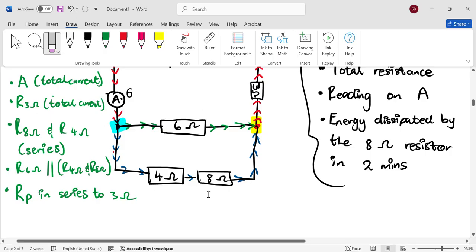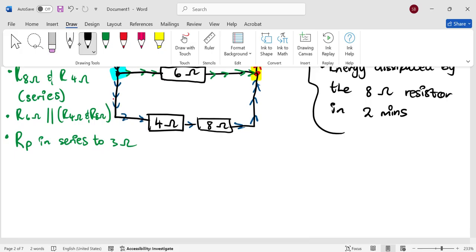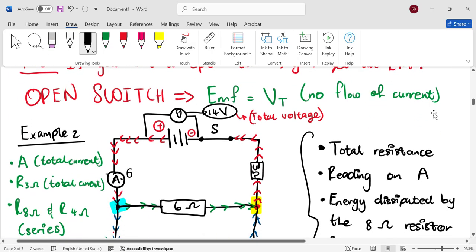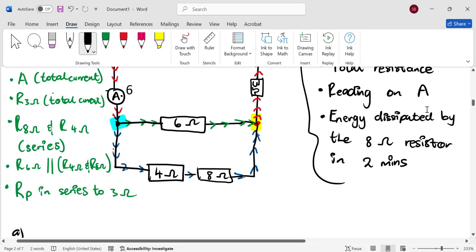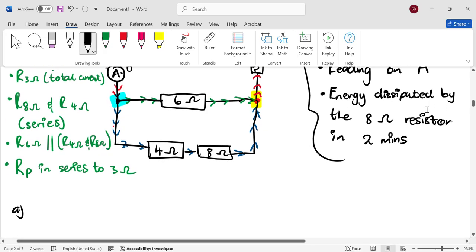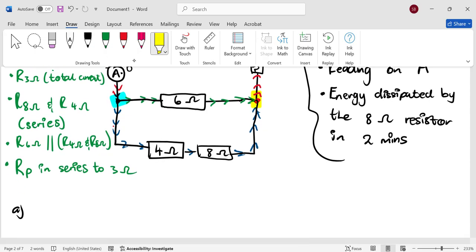So now we can start answering the questions, right? So now we have question A, which says, what does it want? The total resistance of the circuit. They're not specific. They didn't say the total resistance in parallel. No, they want the total resistance in the circuit. So that is the 6, the 4, the 8, and the 3. But what do you know about the 4 and the 8?